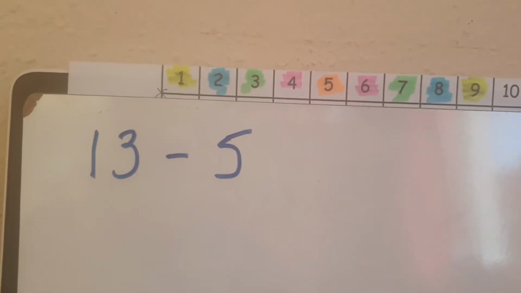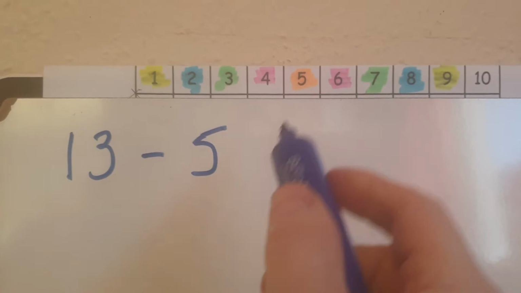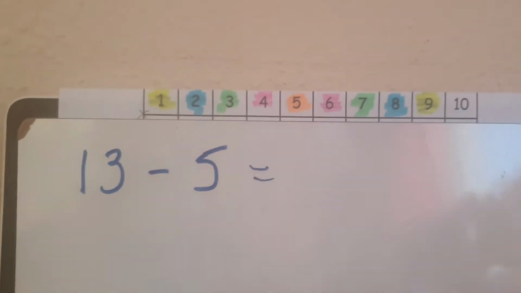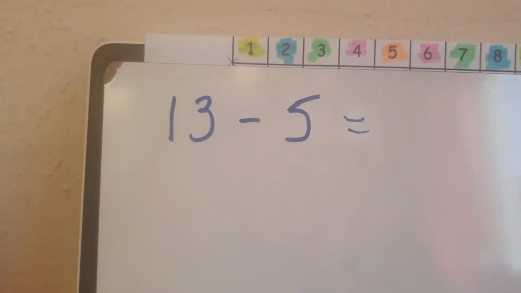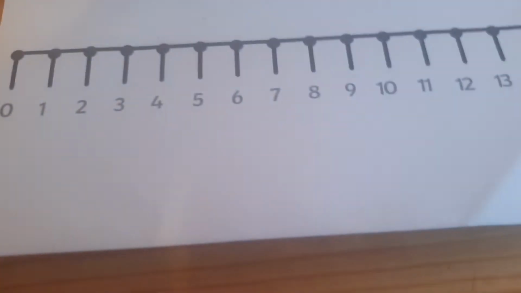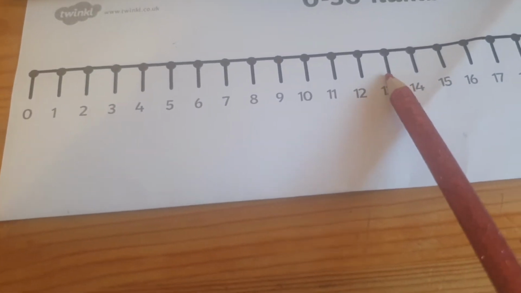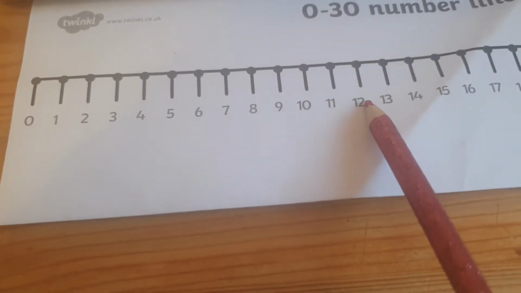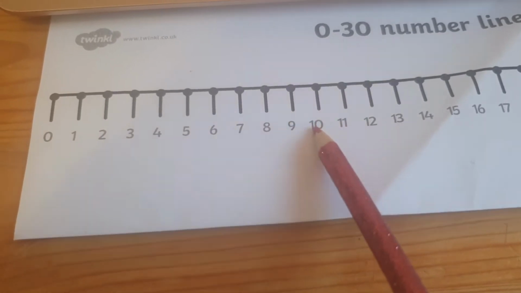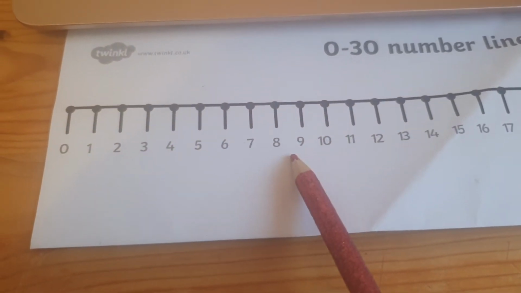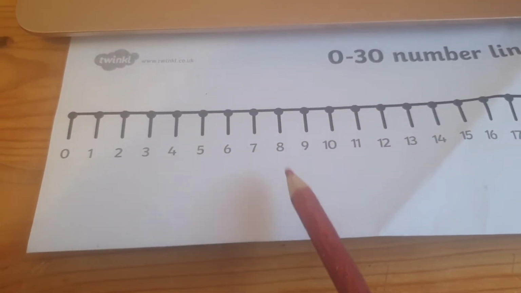Okay, so just going to go over a few questions and different ways to do it. So we've got 13 take away 5. Now we could use a number line. And this is like us going back in our heads. There's 13. So we don't include the first one. So I'm going to take 5 away. So 1, 2, 3, 4, 5. So 13 take away 5 is 8.